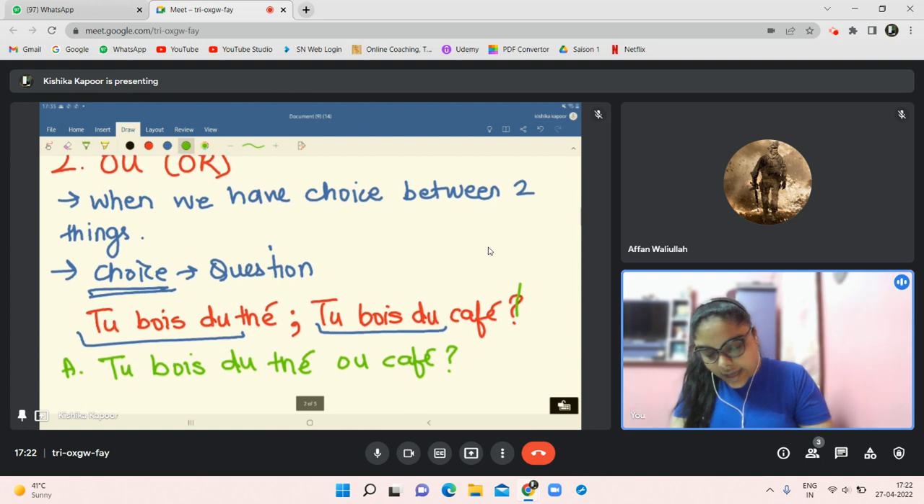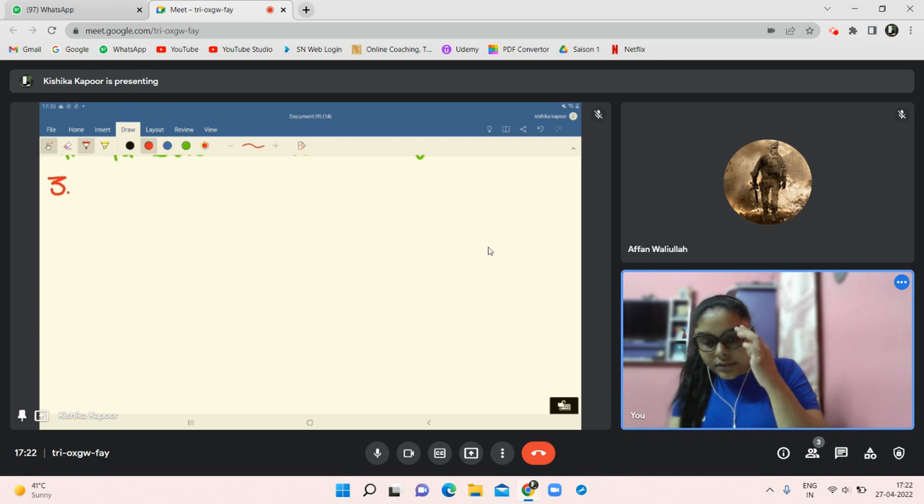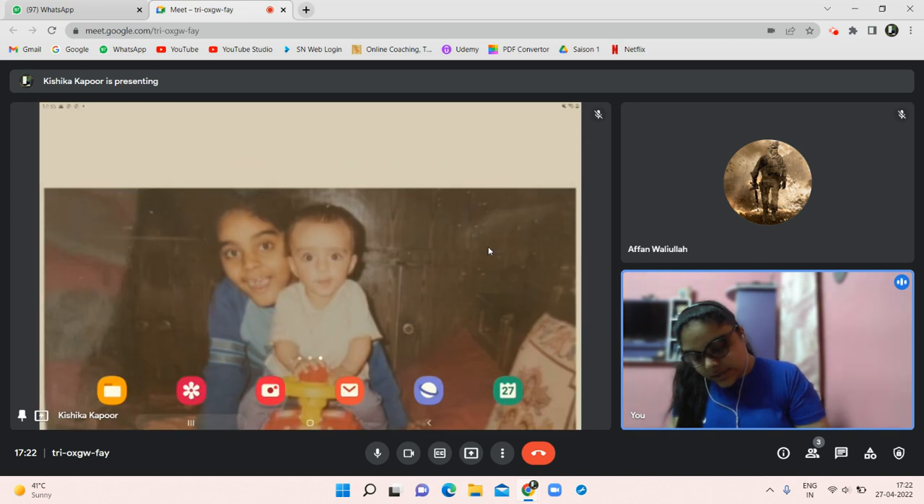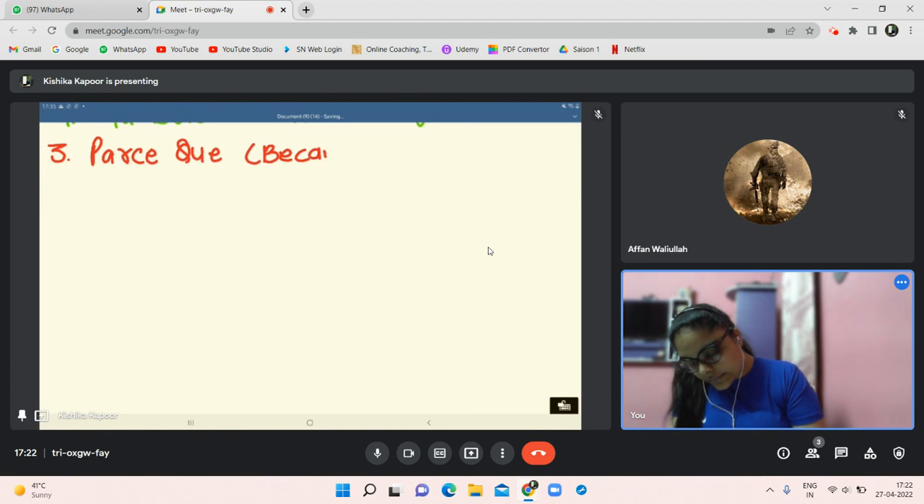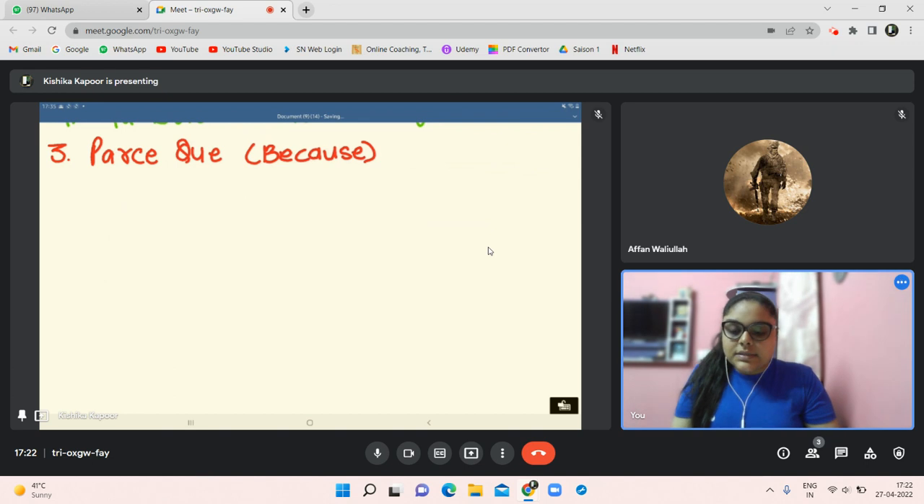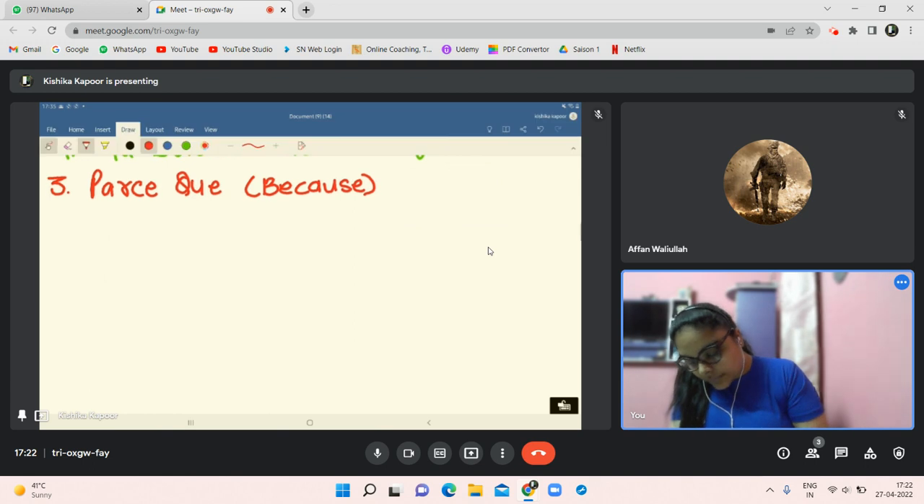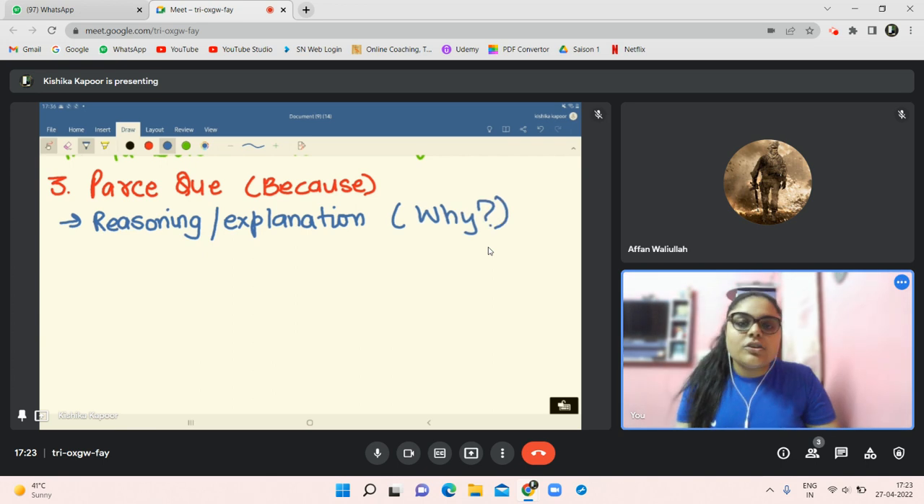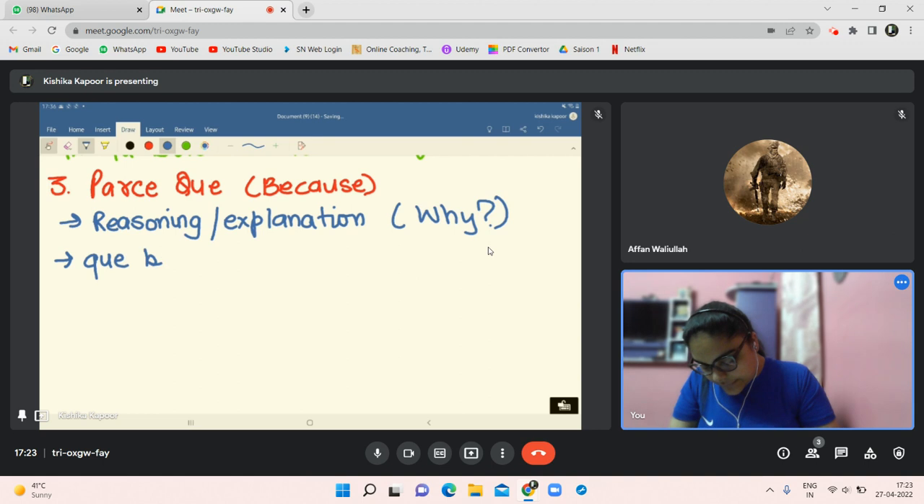After that, the third connector we have is parce que. Parce que is because. So whenever we are giving a reasoning or explanation of something, basically when we are answering the question of why, kyun, kyunki, that is because. Because is the answer to that. So reasoning or explaining, basically answering why. Also, QUE becomes QU apostrophe if we have a vowel.